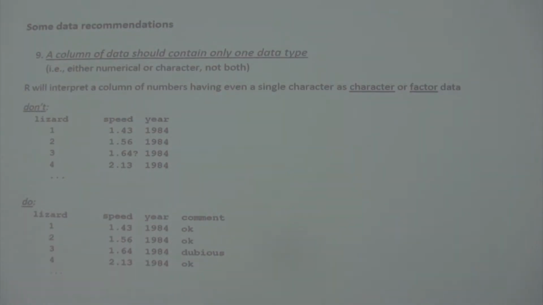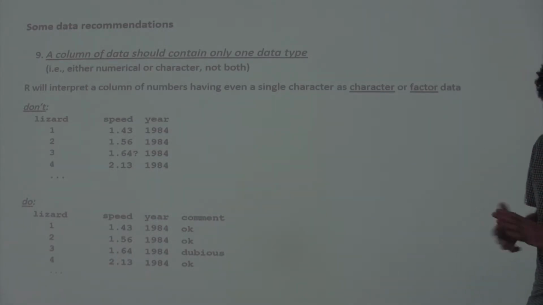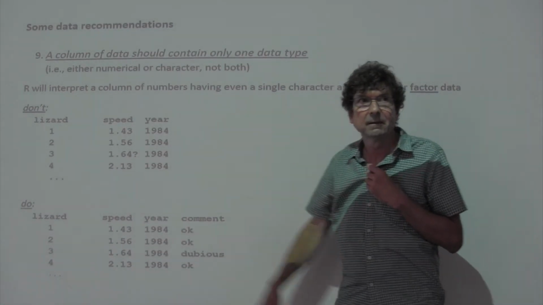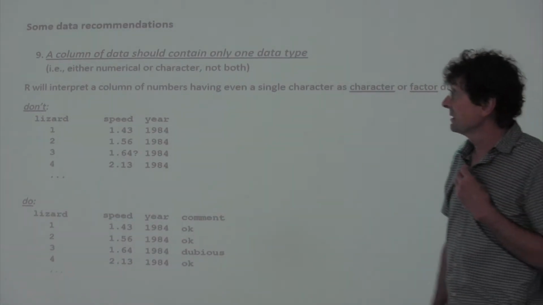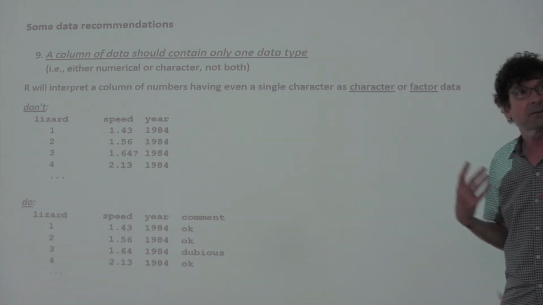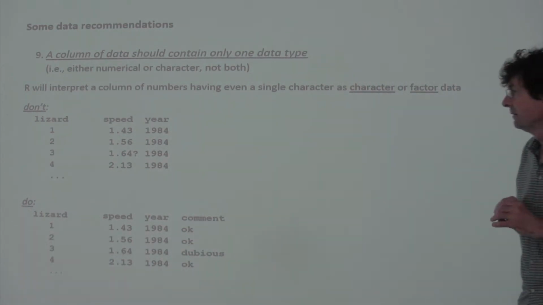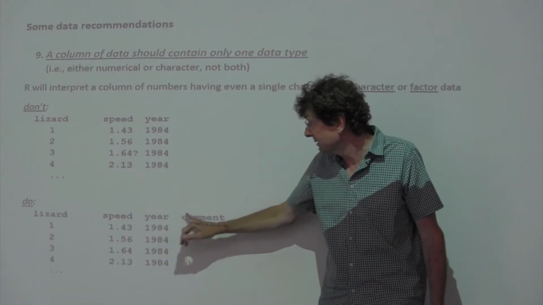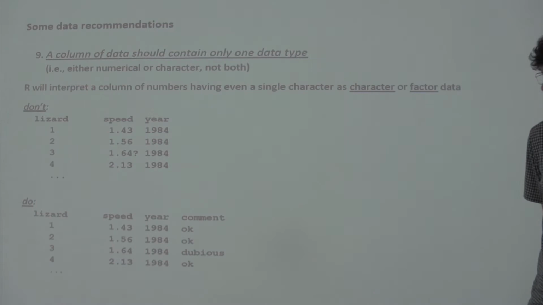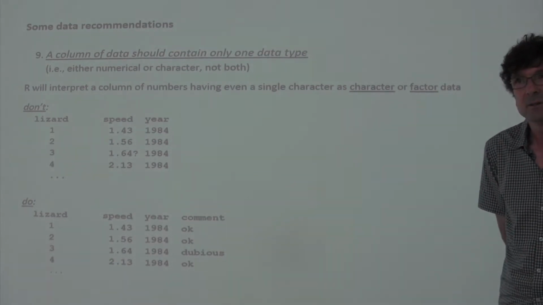Another thing that you'll run into when entering your data into R is that a column of numbers should have only a single data type. It should be character, or it should be number, but it should never be both. Here's an example of both. As soon as there's a non-numeric character in a column, R will convert it immediately to a character or a factor. It's better instead to save your question mark for another column where you indicate with some score your confidence in the measurement.